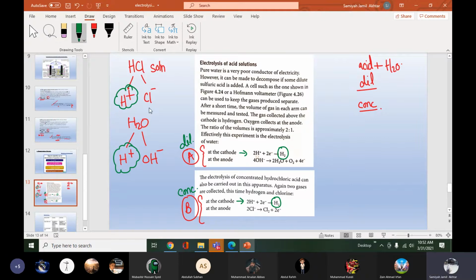And now let's come to the anions, Cl negative and OH negative. For the anions, I told you that we will see the concentration, that which ions are more concentrated. So in dilute solution, as we know, there is more solvent. Solvent means more water present. So if there is more water, then obviously OH ions will be more. So the ions which are more in amount, they will discharge. So OH ions are discharging at anode.